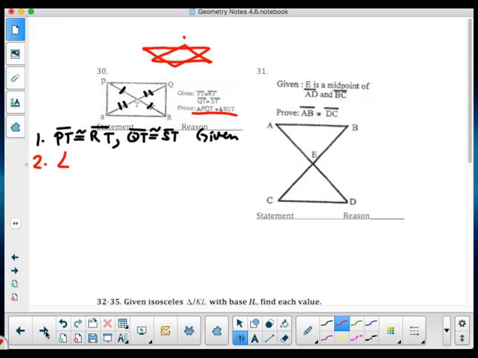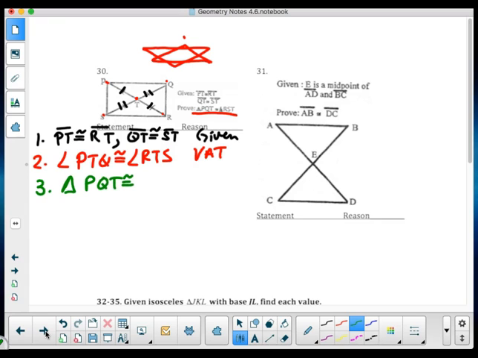I've got angle PTQ congruent, I want PTQ congruent to angle RTS because order matters. Vertical angle theorem. And now I can finish this out and say in step 3 that triangle PQT is congruent to triangle RST because of side angle side congruence.